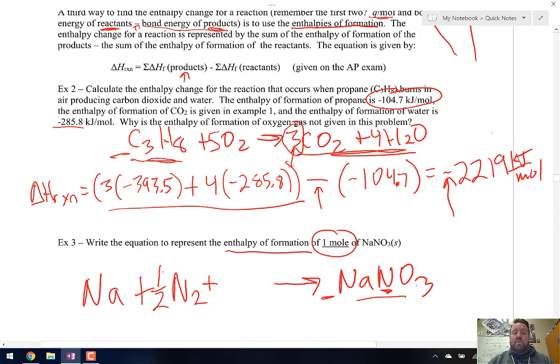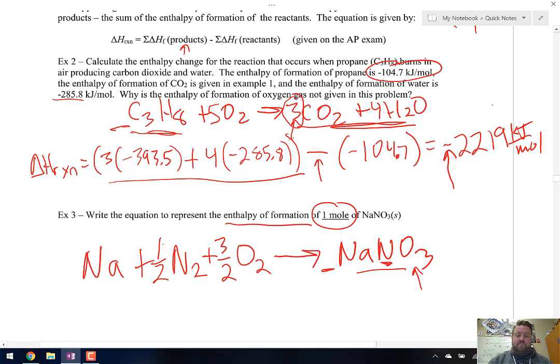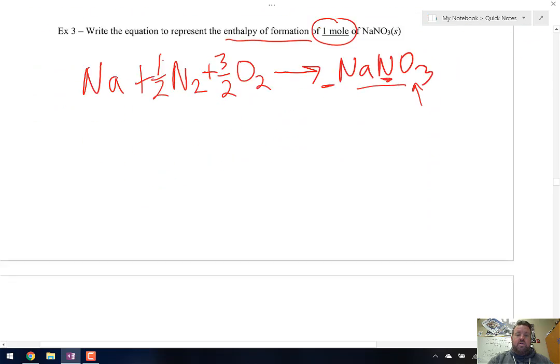Plus, and now we're going to have the same issue with oxygen. We know the elemental form of oxygen is O2 because, like nitrogen, it is a diatomic molecule. But I need 3 oxygens rather than 2 or 4. So again, here I'm going to use an improper fraction. 3/2 O2 is going to produce 3 oxygen atoms on the other side. Okay, and that's how you would write that equation.